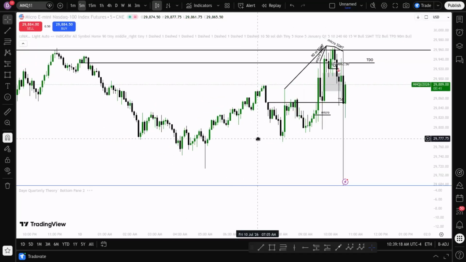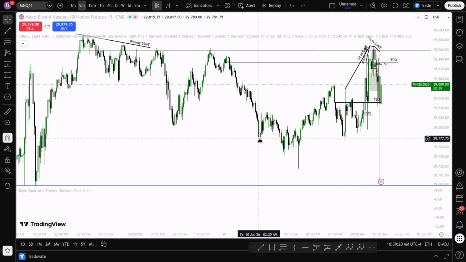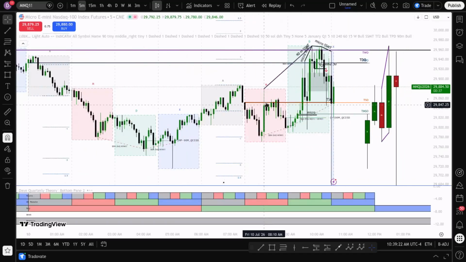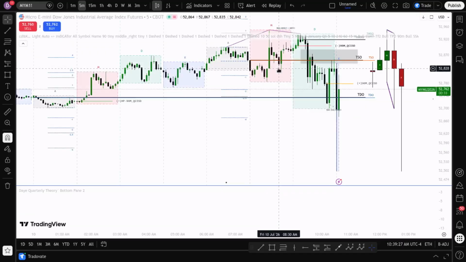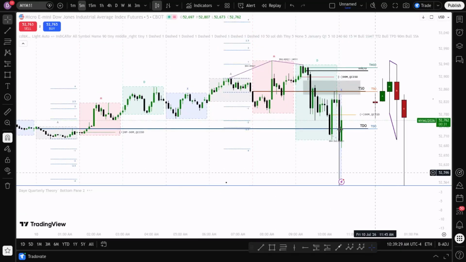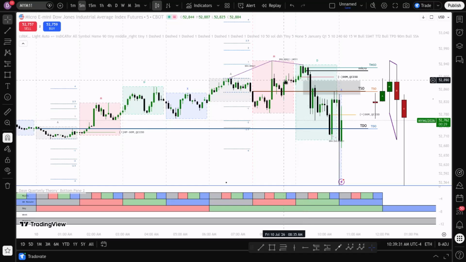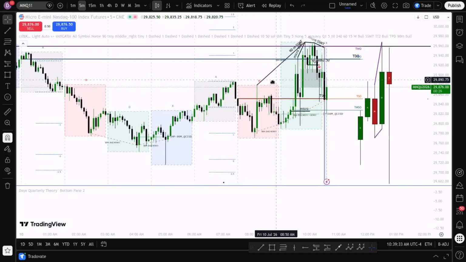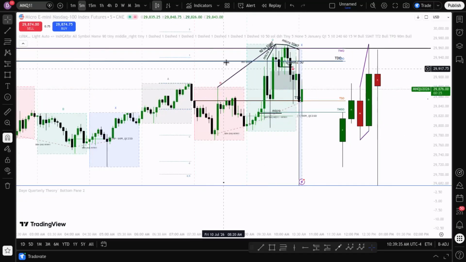So now going into the 5-minute chart, we're looking into the 90-minute cycle sequential SMT. You can see we did take the second quarter high on the Nasdaq and ES, but we did not on YM. So we have the sequential SMT there for the 90-minute cycle.